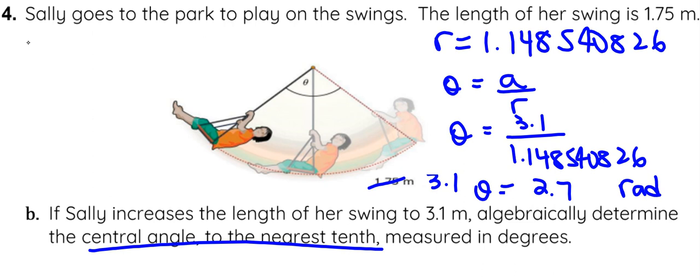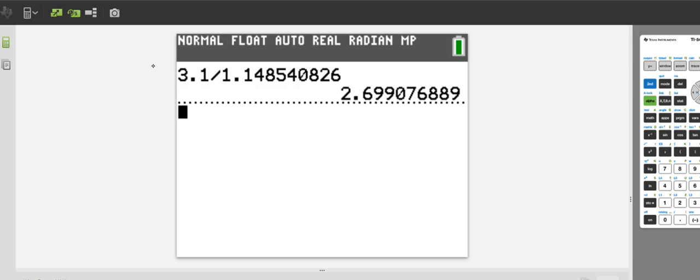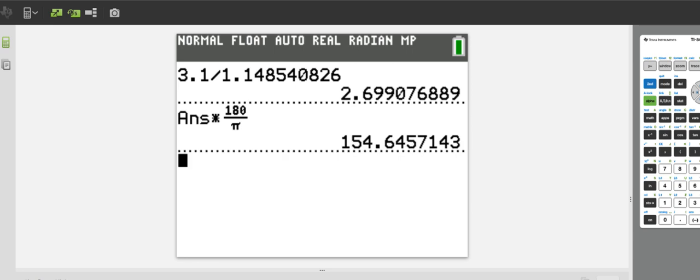So 2.7 radians, but we want it in degrees. So I'm going to take the unrounded 2.7. And since I want to go to degrees, that means that my degrees go on top for my multiplication factor. So it's going to be 2.7 times 180 over pi. Of course, I'm going to use my unrounded version. So I'm going to take this and multiply it by my multiplication factor, 180 on top and then divided by pi. And that would be my answer in degrees.